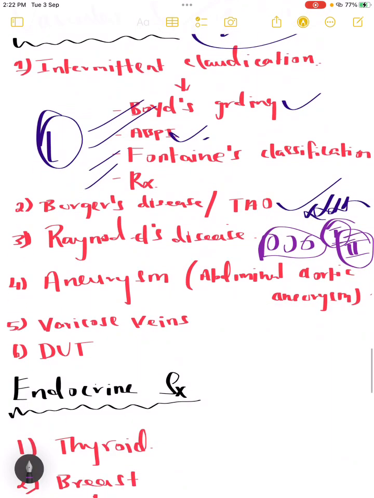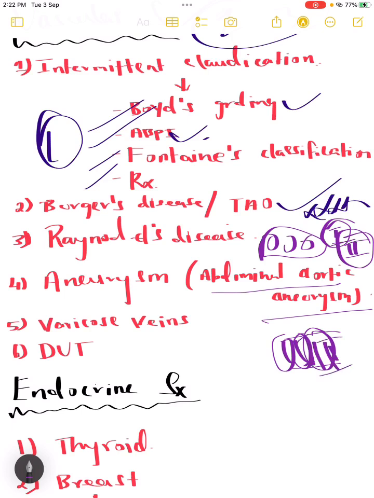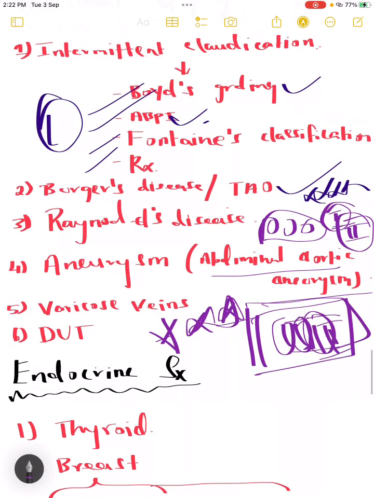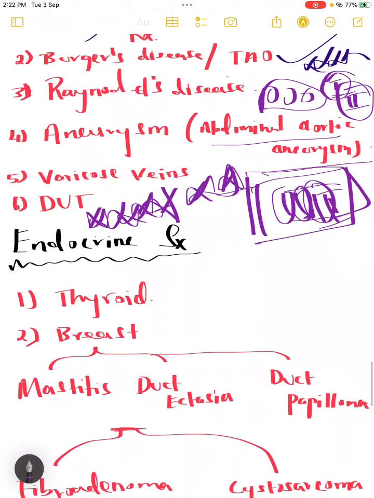Then aneurysm: abdominal aortic aneurysm is very, very important. There will be 3 types according to a classification. I'll share these details, slides, and everything in my Telegram group, so you can find them over there. Then varicose veins are 10-star questions, so study everything about varicose veins. Then DVT: without a DVT question, no exam paper will be complete. So study about DVT also, deep vein thrombosis.